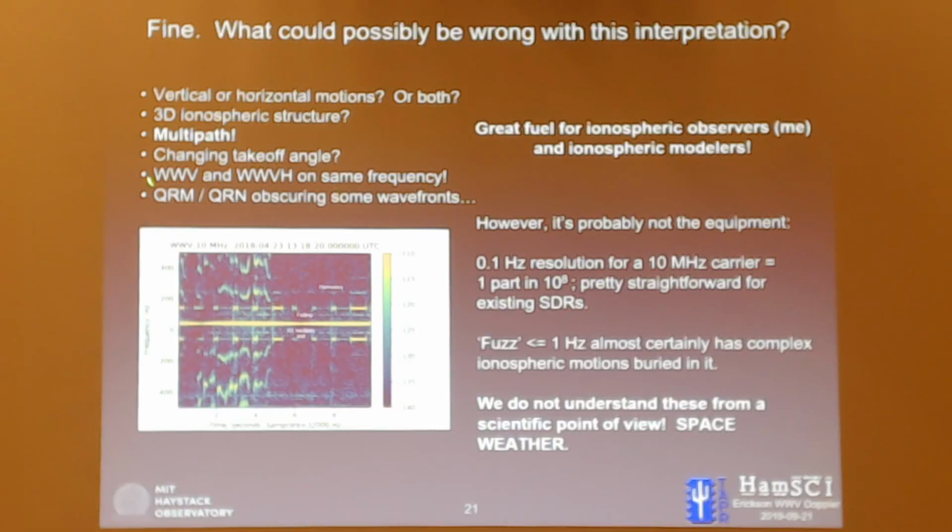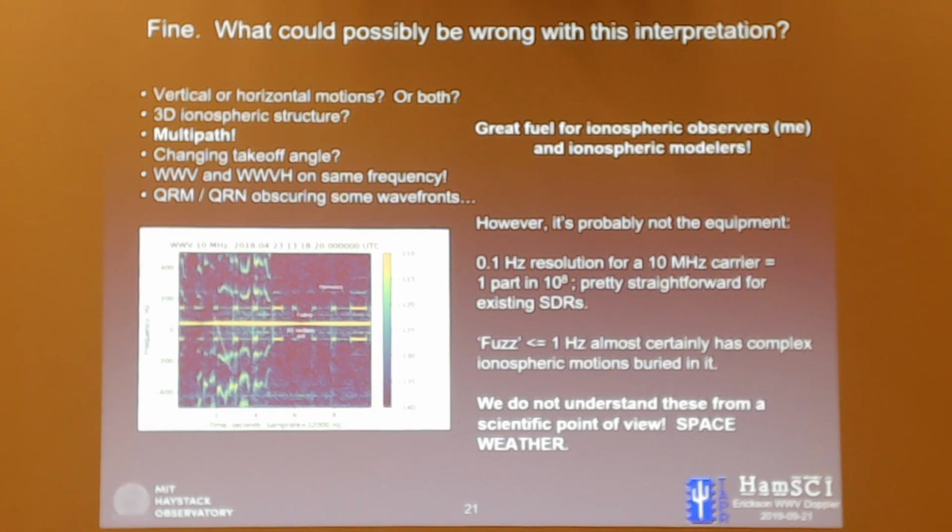What if the takeoff angle changes as a function of time when I'm in my gate and I'm assuming that it's constant? This is a bit of an issue that WWV and WWVH have the same carrier frequency. So if you're on the Pacific coast, like KPH, you might hear one and the other, and how are those wavefronts interfering with one another because you're just measuring a carrier frequency? Fact of life, QRM and QRN do obscure some wavefronts due to, for example, fading.